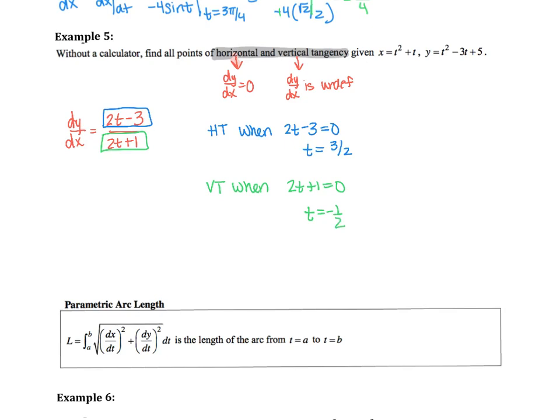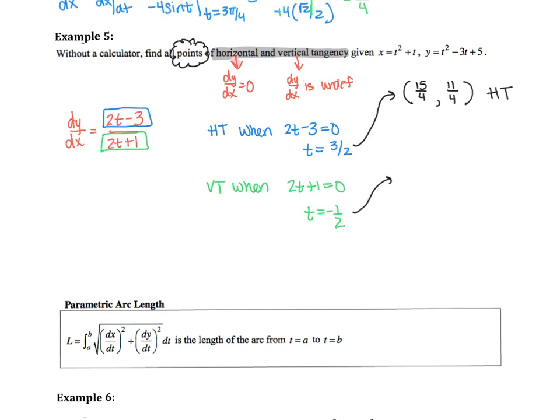So it says, without a calculator, find all of the points. I don't know if we've really answered the question yet, because I have found the t values where these exist, but I haven't really found the points. In order to find the points, I need to take my t values and plug them into my x and y equations. When I plug in t equals 3/2 to x, I get 15 over 4. And when I plug it into y, I get 11 over 4. So this is going to be the point of horizontal tangency.